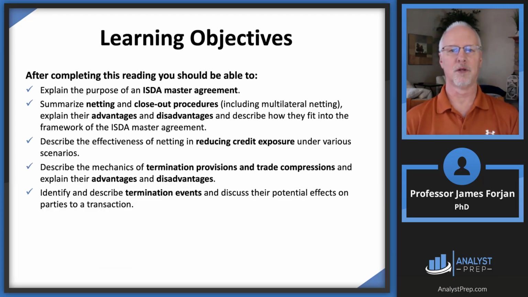So that's what we're going to do in this chapter, and that's what these learning objectives are going to tell us about. So explain and describe, lots of those action words. We'll look at the ISDA Master Agreement, which has changed pretty regularly over the years. There's summarized netting and closeout procedures, looking at some advantages and disadvantages. And of course, in a previous chapter, we talked about counterparty risk and default risk and credit risk. So we'll talk about ways to reduce that. And then the last slide or two will be on termination events.